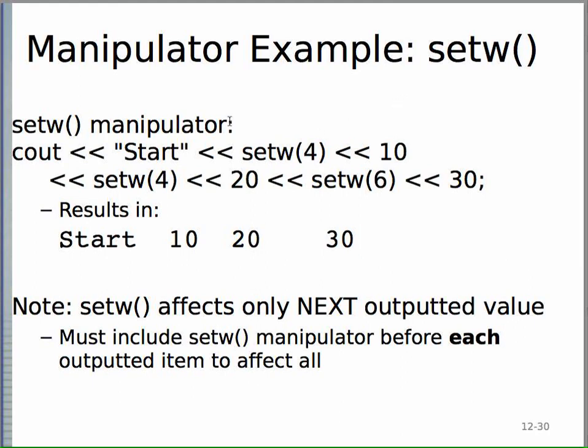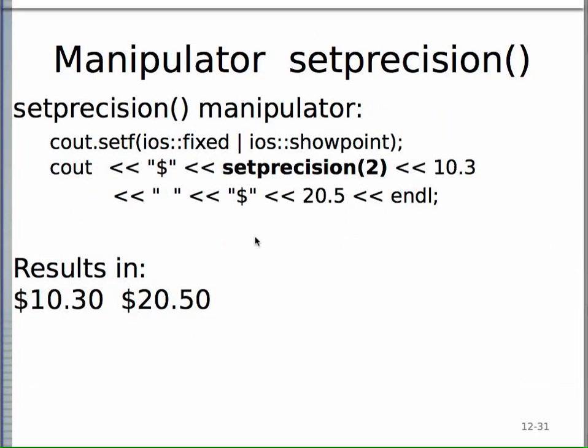So take a look at this example. This shows you what you're going to end up with. Print out star, 2 spaces then the 10 because we used a width of 4, 2 more spaces then the 20 because we again used a width of 4. After that we set the width to 6 and print 30, which gives us 4 spaces between the 20 and the 30. Note that setw affects only the next outputted value. You have to set the width before each item that you're going to output.